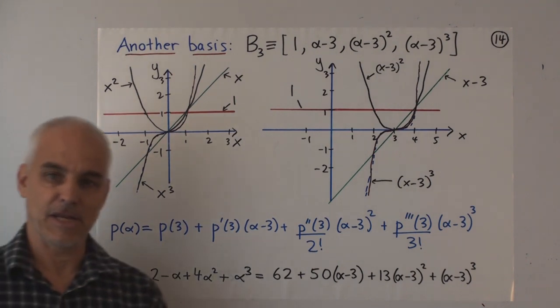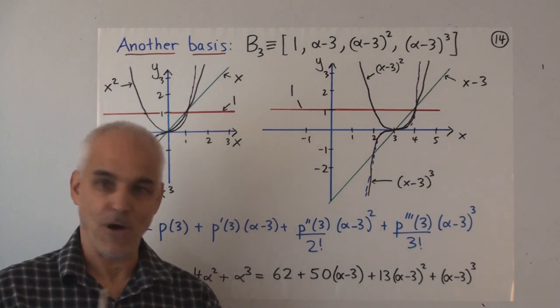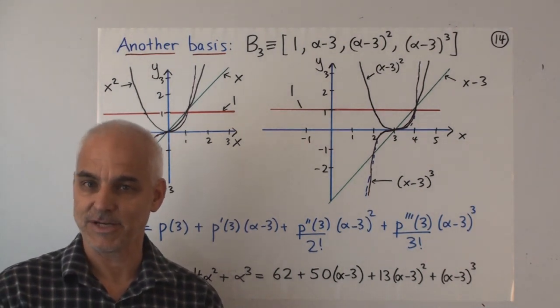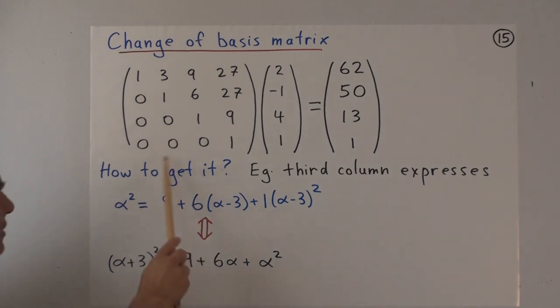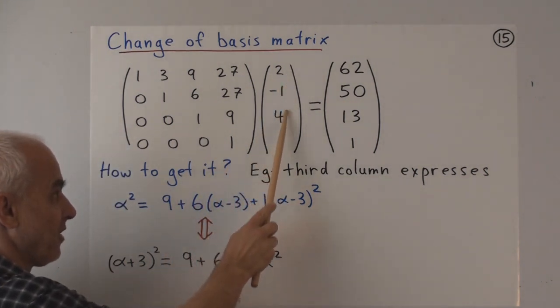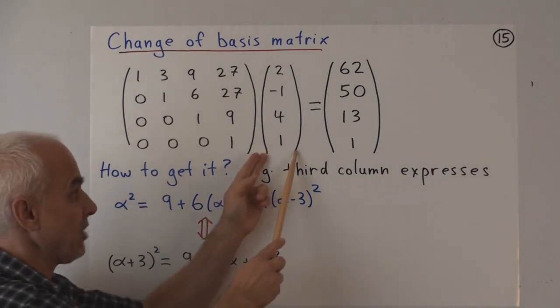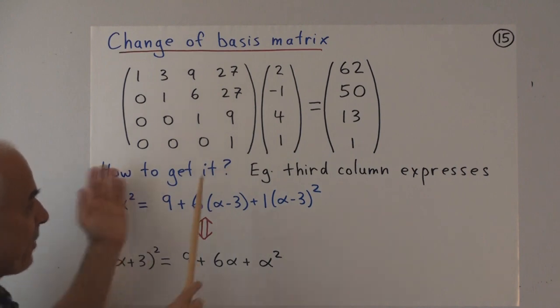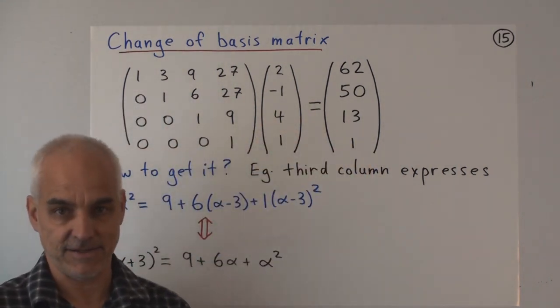And as usual, linear algebra helps us. We've already set up everything. All we need to do is find an appropriate matrix. And here is that matrix. It's this 4 by 4 matrix with these coefficients. If we take this matrix and we multiply by the coefficient vector for that polynomial that we just had a look at in the standard basis, then we get the coefficient vector in the new B3 basis.